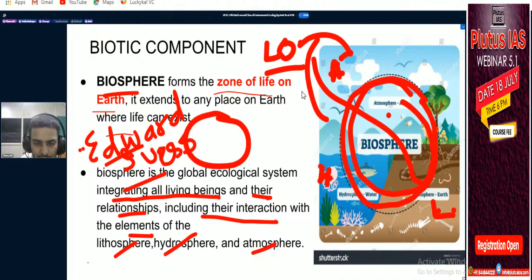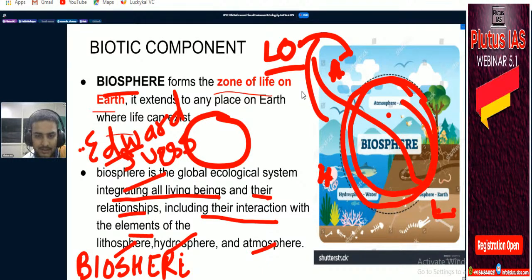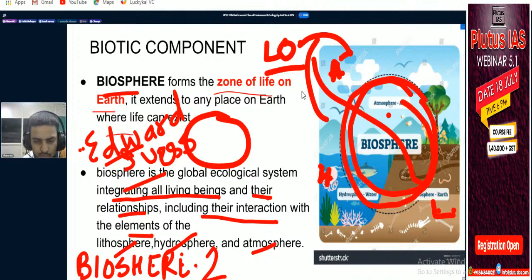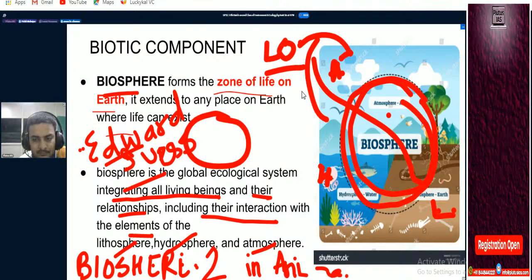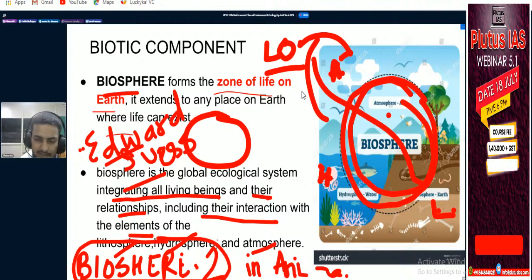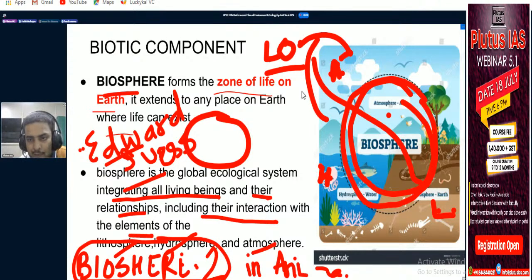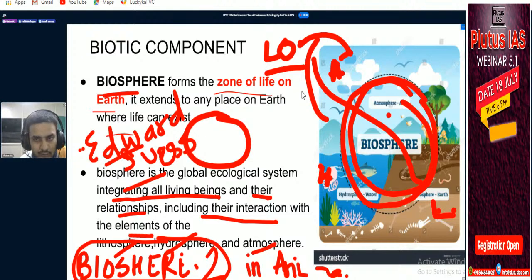Let me give you a hint here. Is the biosphere a natural thing or an artificial thing? Natural. Till now it's a natural thing, but with the name Biosphere 2 in Arizona, in the USA, it's different. You don't have to write this, but you can note the name Biosphere 2. It's an artificial biosphere made by the US, an experimental thing to see how life evolved.